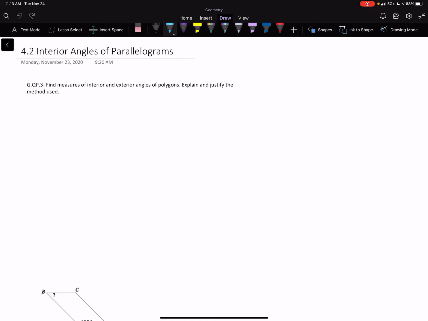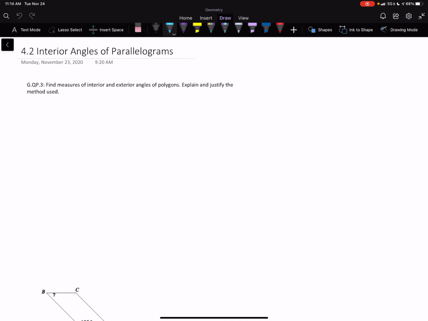Lesson 4.2, Interior Angles of Parallelograms. In the previous lesson, we did quadrilaterals, but we're going to talk about a specific type of shape called a parallelogram. And so we're going to use the same standard. We're still working on that, find the measures of interior and exterior angles of polygons, explain, justify the method used. So parallelograms are going to have some specific methods.